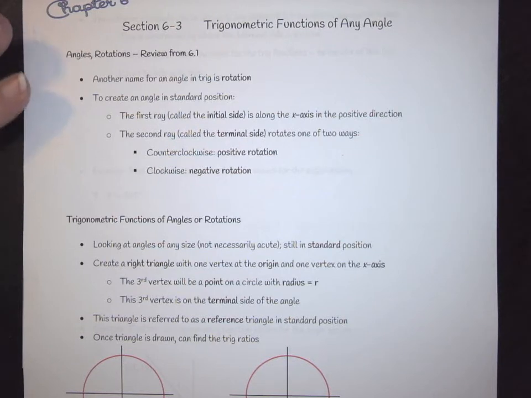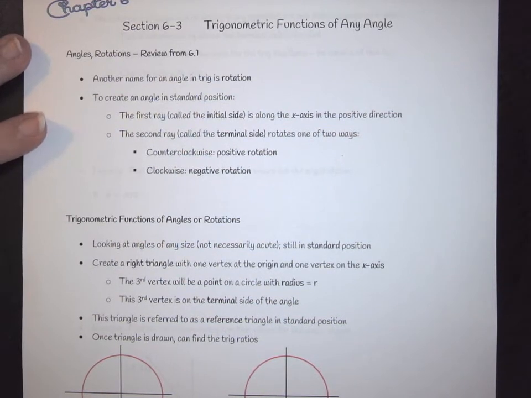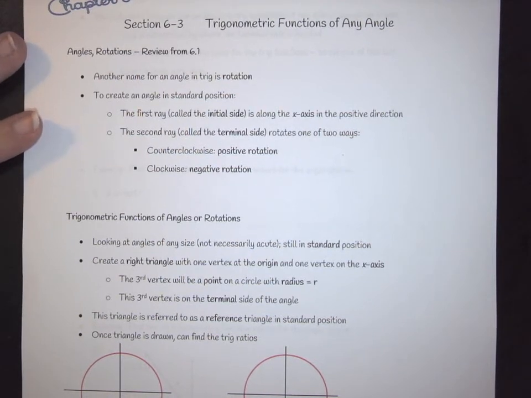Now we have to be able to create your angle in what we like to call standard position, and so to do that means we have to use the initial side, or your first ray, and usually that goes along your x-axis. Standard position means the x-axis is in the positive direction, and then your second ray, or the terminal side, would be where your angle is. So it would appear in one of the four quadrants, either in a positive rotation or a negative rotation.